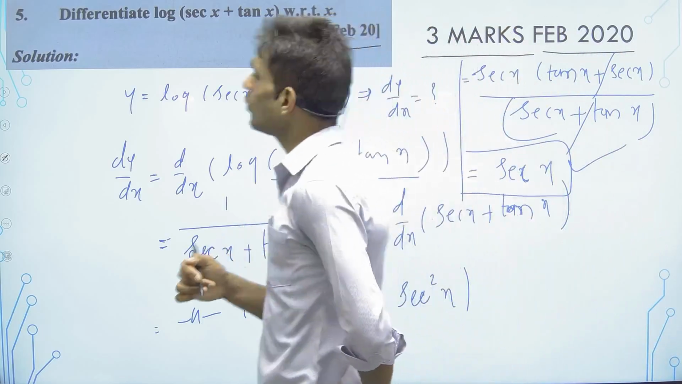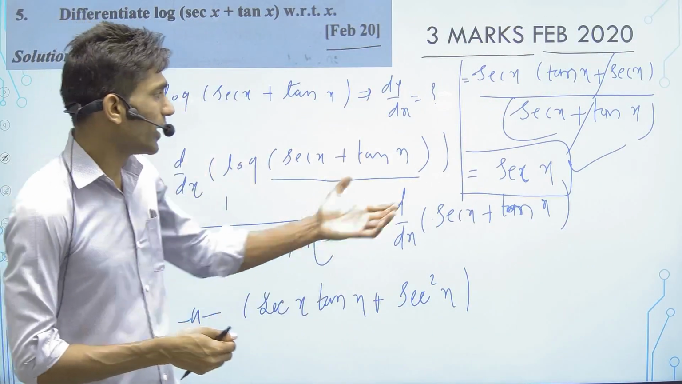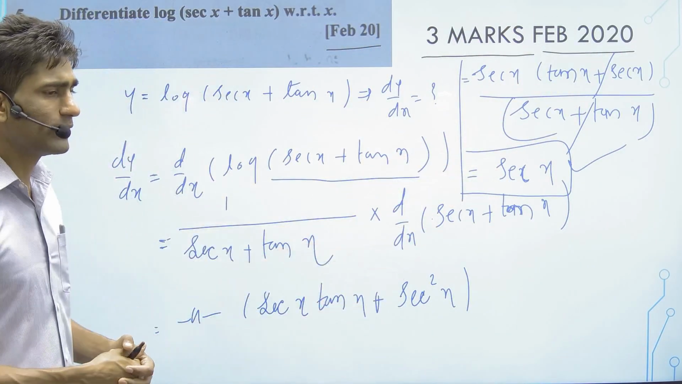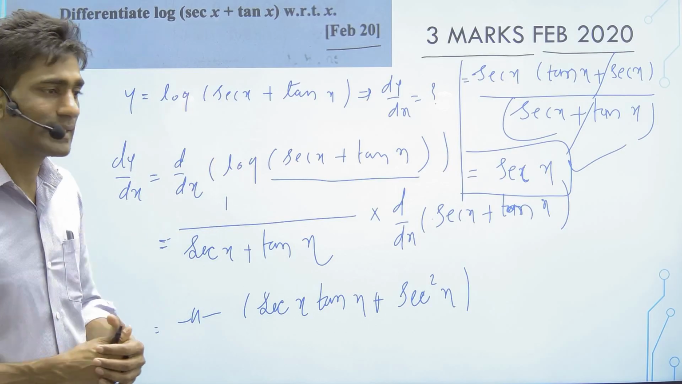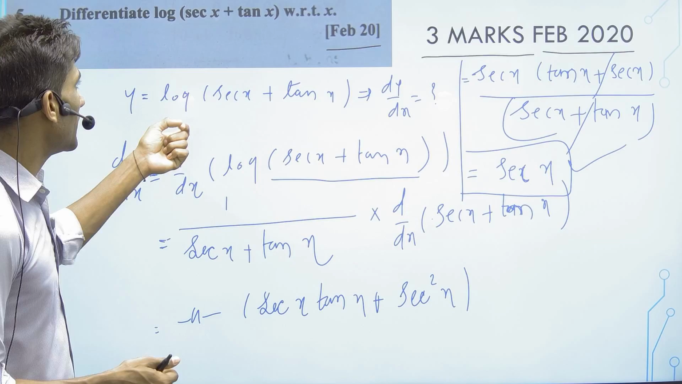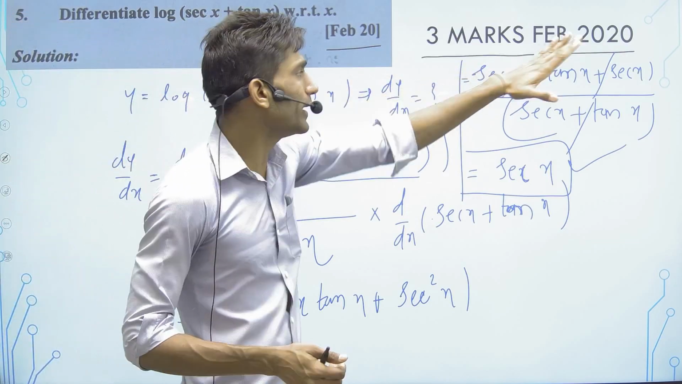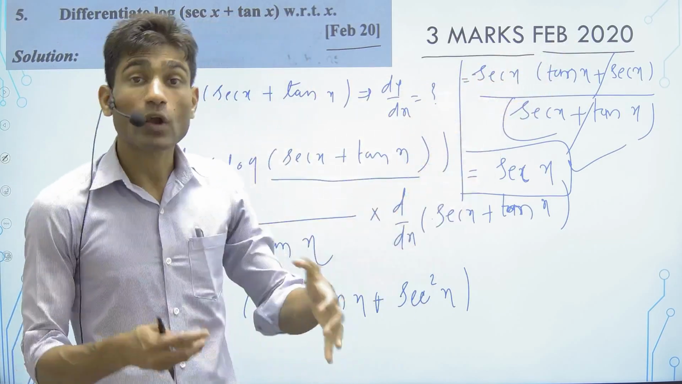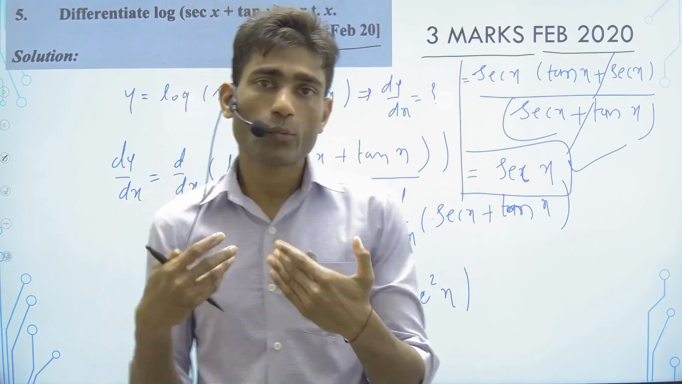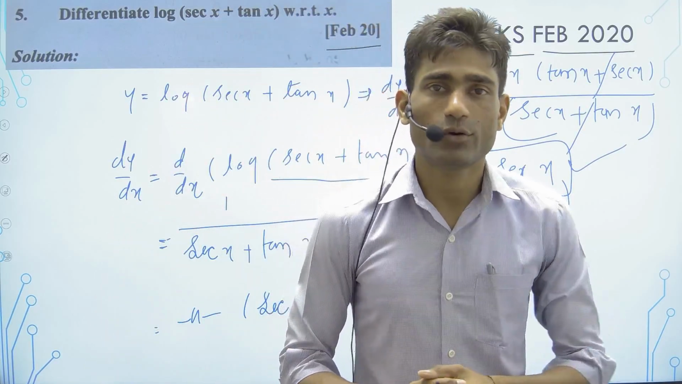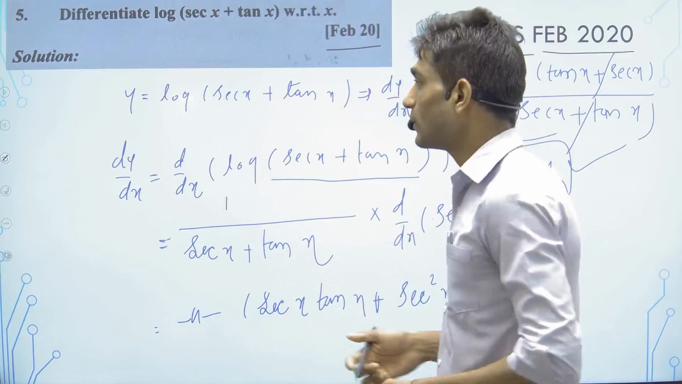Now see how easy this type of question is. Just in 3 to 4 steps we are getting the answer. I hope you all have understood this complete example, which was asked in the February 2020 exam. These are the latest questions, and you all need to know which types of questions are coming in our board exam. Now let's move to one more example.